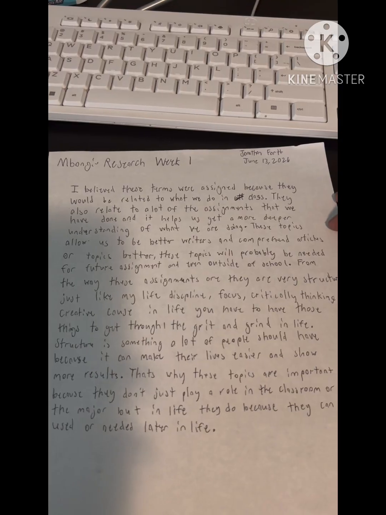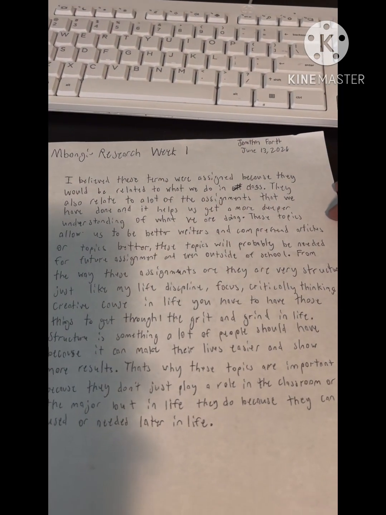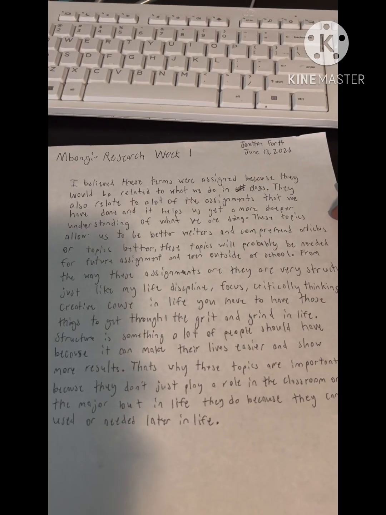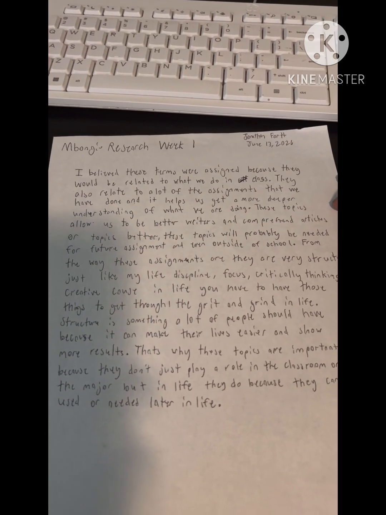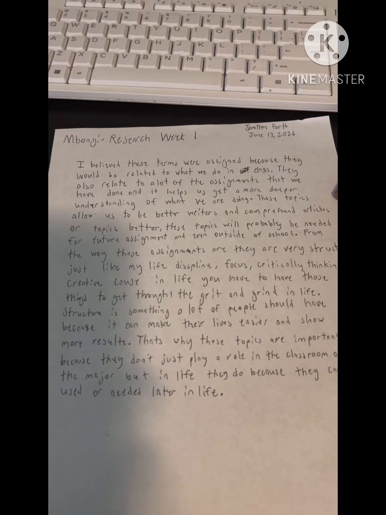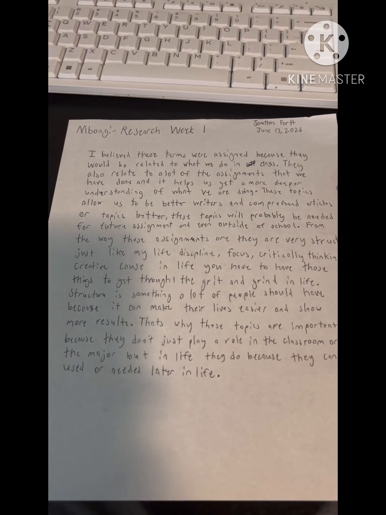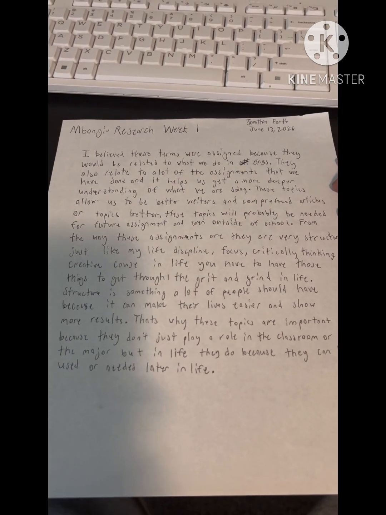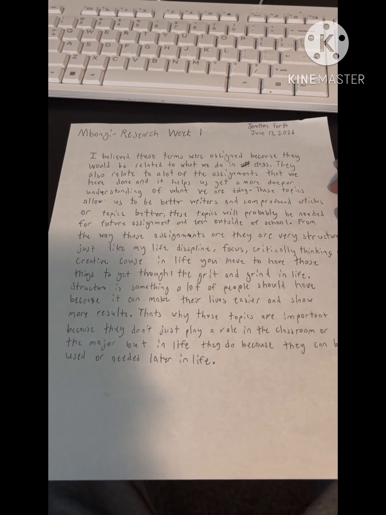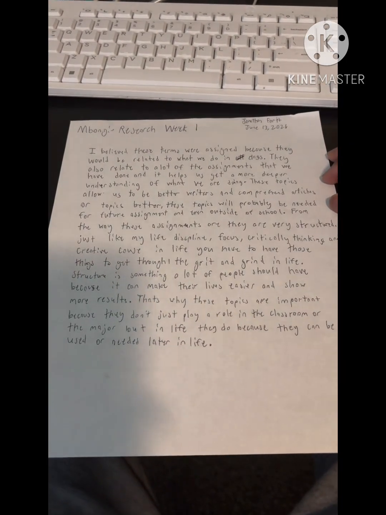From the way these assignments are, they are very structural, just like my life. Discipline, focus, critical thinking, creativity: of course in life, you'll have to have those things to get through the grit and grind. Structure is something a lot of people should have because it can make their lives easier and show more results. That's why these topics are important, because they don't just play a role in the classroom or the major, but in life. They can be used or needed later in life.